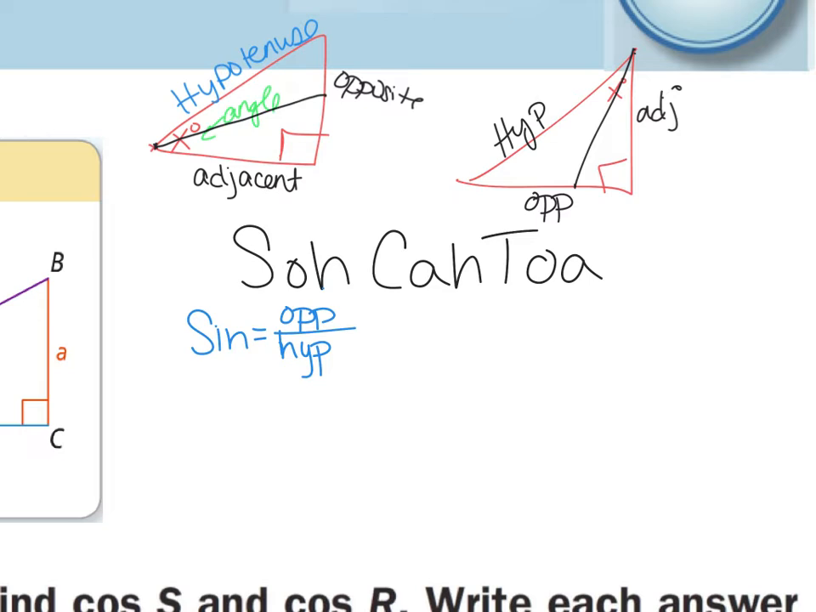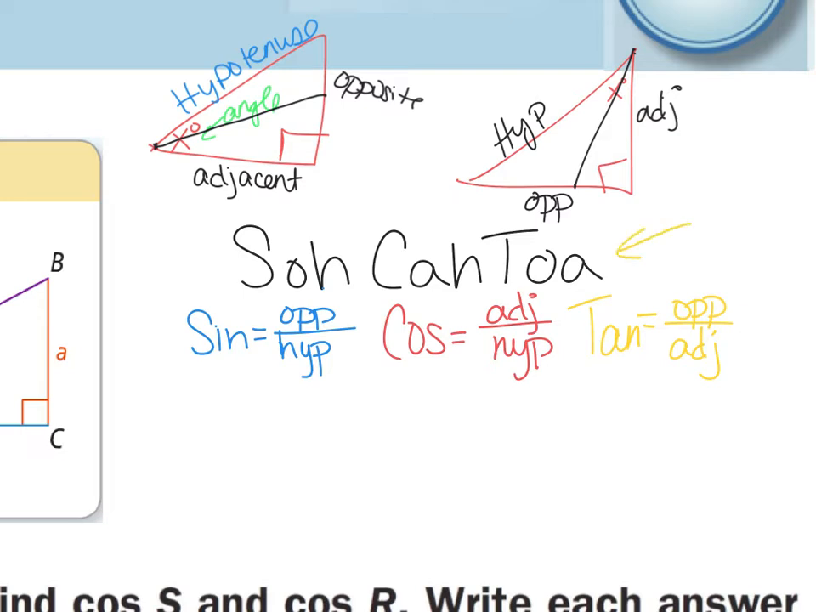The C in SOHCAHTOA stands for cosine, and that is the ratio of A, which is adjacent, over H, which is hypotenuse. And then the last one, T, is called tangent. It is going to equal opposite over adjacent. So those are the 3 trig functions. And if you can remember at least the SOHCAHTOA to help you get here, it's going to help you.